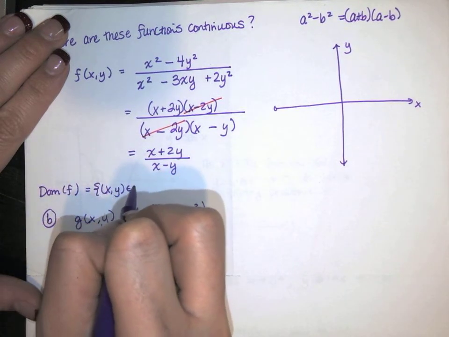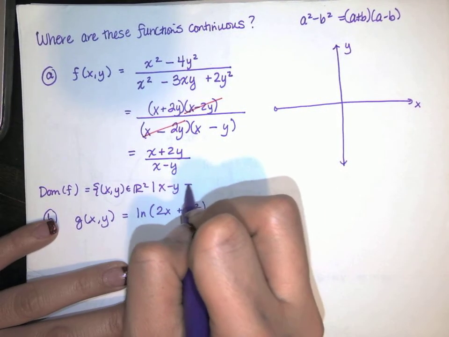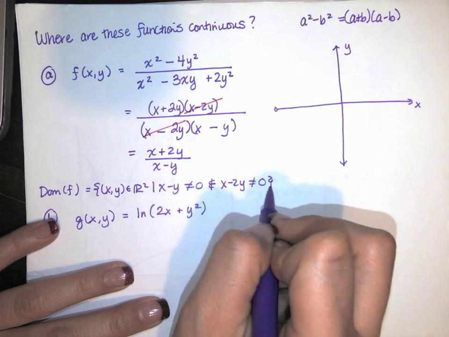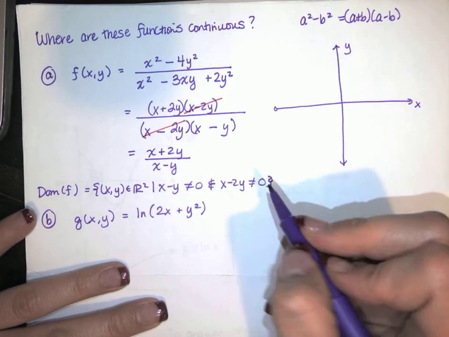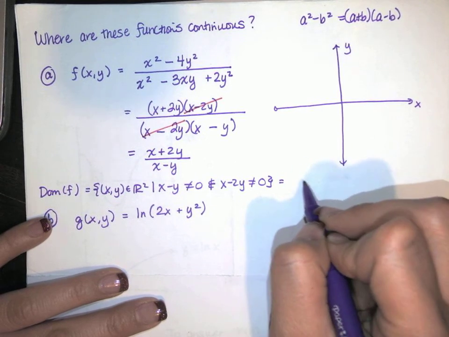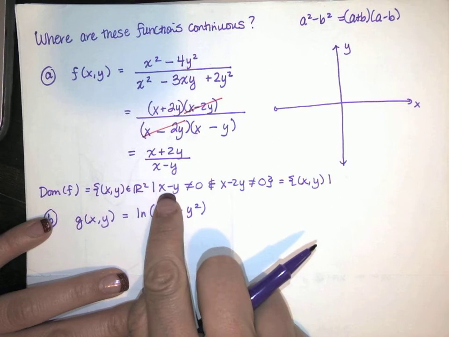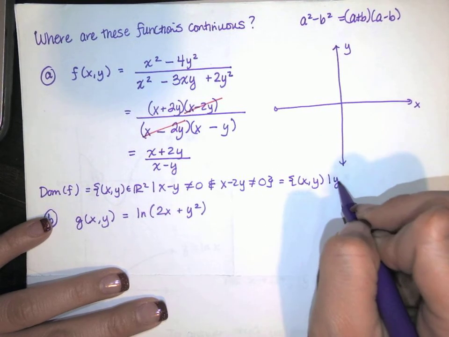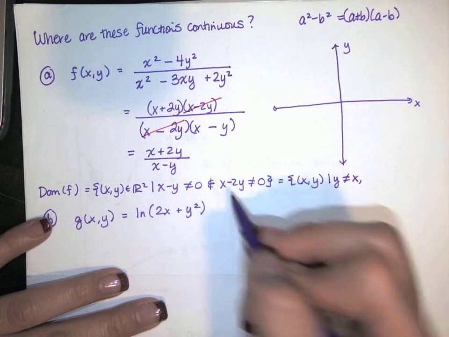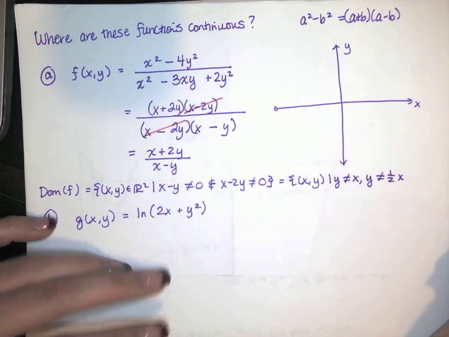So it's all x, y in the xy plane such that x minus y is not 0 and x minus 2y is not 0. And if you rearrange those inequalities, you're saying, well, I want this set of all x, y such that, let's solve for y, y is not equal to x. And let's solve this one for y. x is not equal to 2y, or y is not equal to 1/2 x.